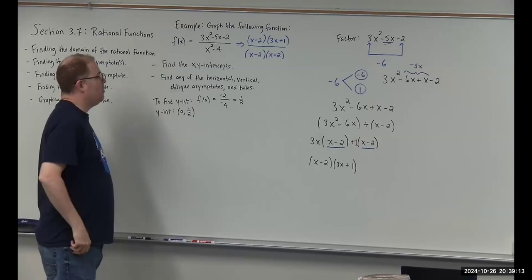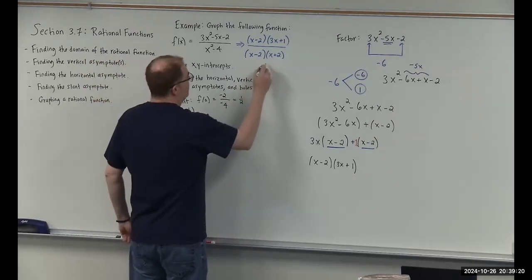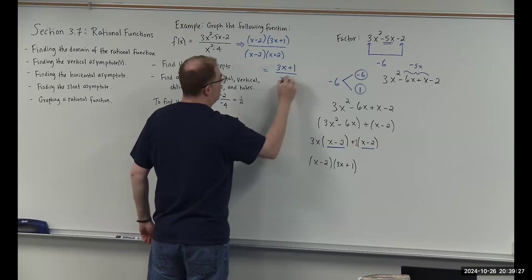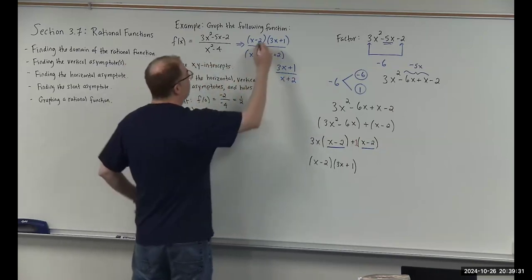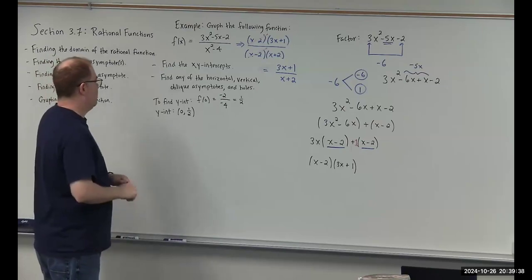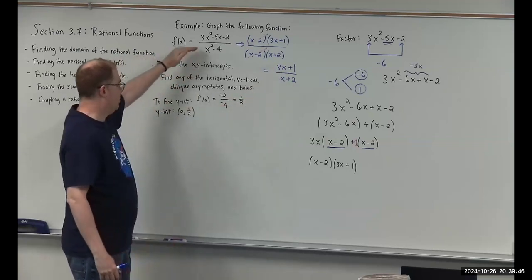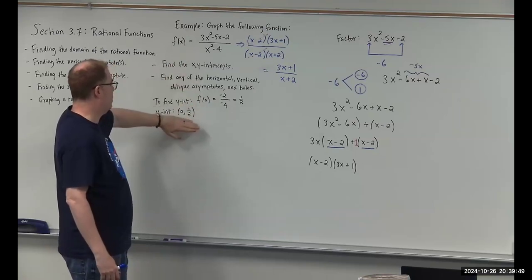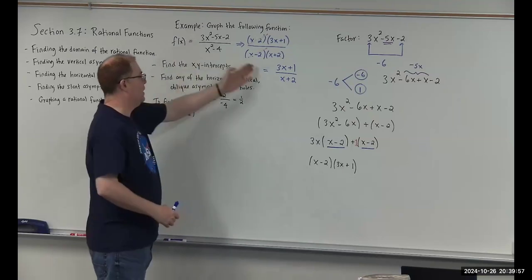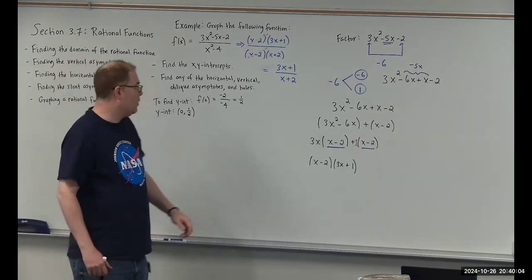And if you notice, we do have a common factor here. So the x minus 2 cancels out. It's going to leave us with 3x plus 1 over x plus 2. And notice when you plug in 0, if you let x be 0, we still get 1/2. So you could do this in the beginning or at the end, it doesn't matter. But it's a good habit to do it in the beginning. It makes everything else a lot easier, especially when it comes to locating your holes.